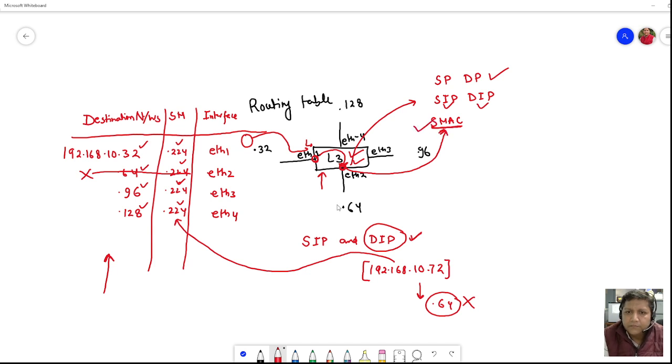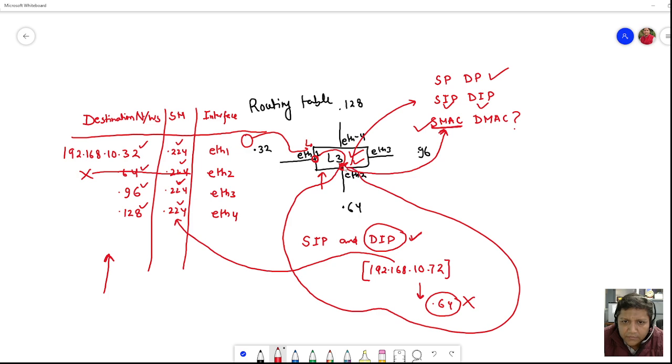And the destination MAC is again not known. But now things are easy, because the packet is at eth2, which is part of this subnet. eth2 has the first usable IP address of this subnet, that is .65. That means eth2 is part of this destination subnet. Now eth2 can run an ARP request for the actual destination .72.